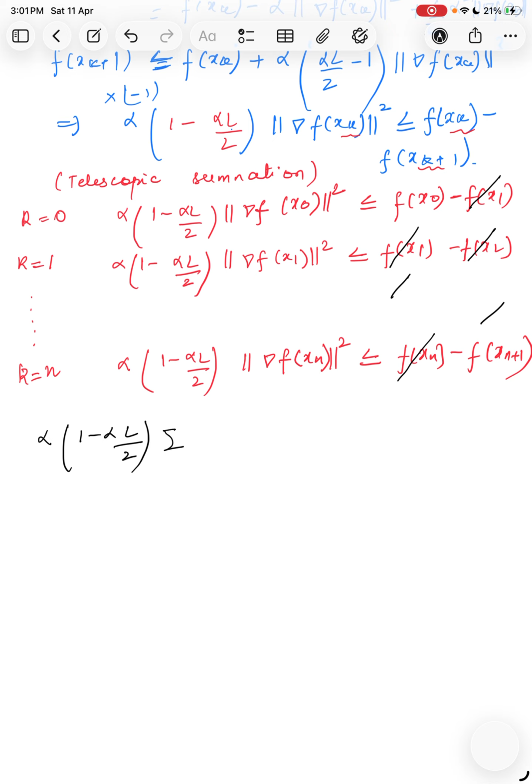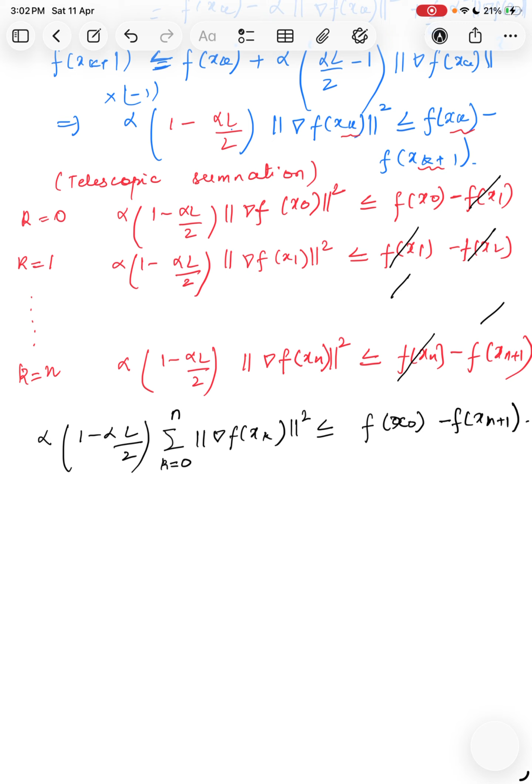And then when we add up all the equations from k equals to 0 to k equals to n, I'll have a summation term where k will vary from 0 to n. Then it's norm del of f of xk, so k varies from 0 to n whole square, and this should be less or equal to, the only two terms here that will remain is f of x naught and f of xn plus 1.